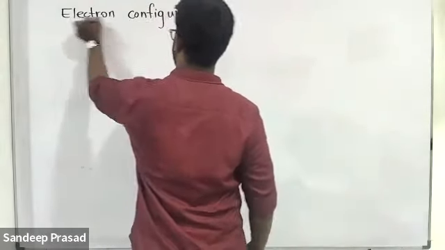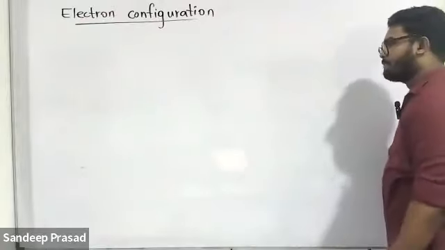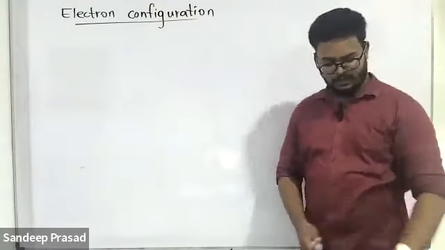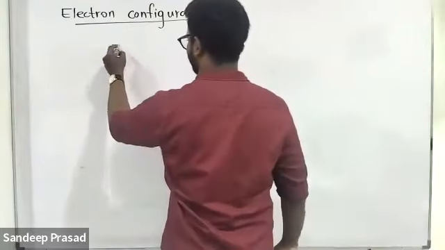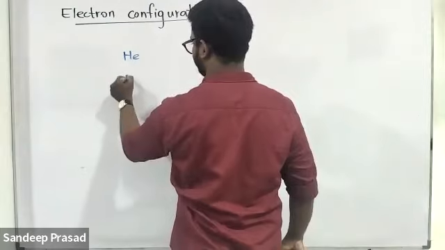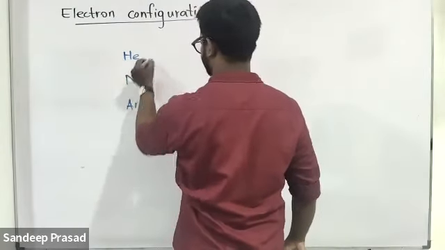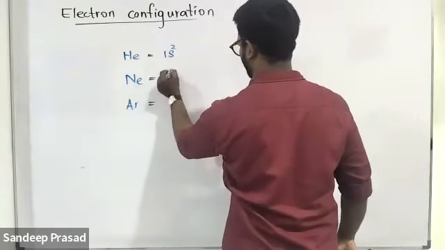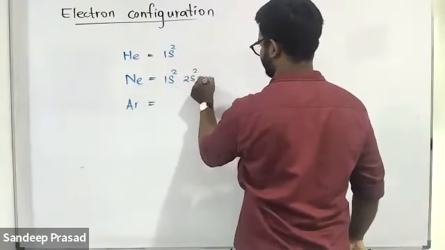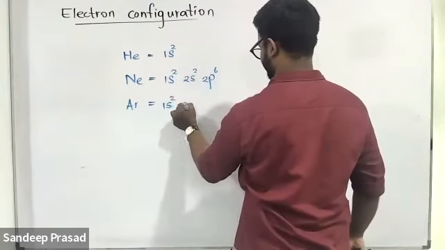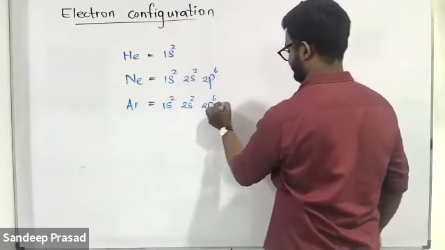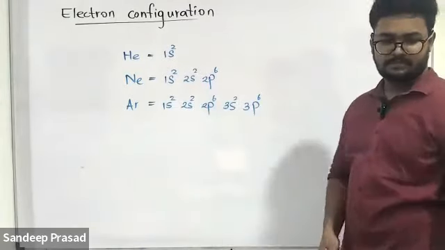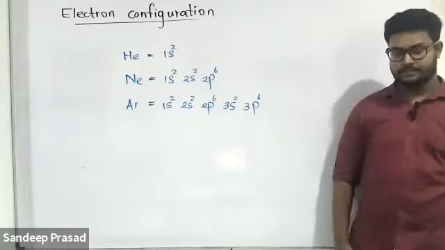If the electron configuration is very much stable, what will happen to the ionization energy, as you think? Now you know that helium, neon, argon, these kinds of elements have a stable configuration. Neon is 1s2, 2s2, 2p6. Argon is 1s2, 2s2, 2p6, 3s2, 3p6. These are the noble gas elements.